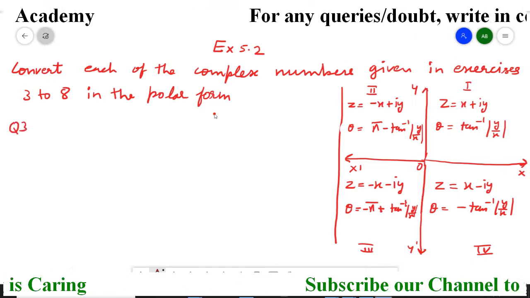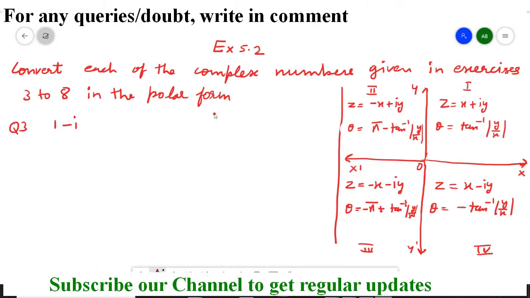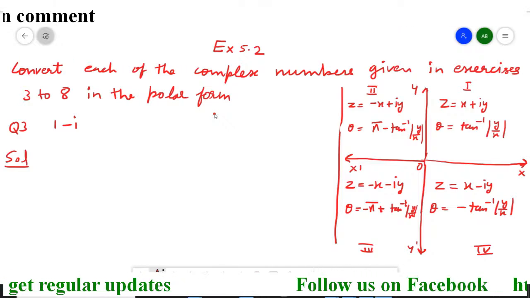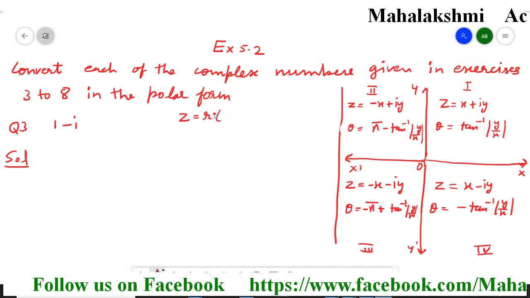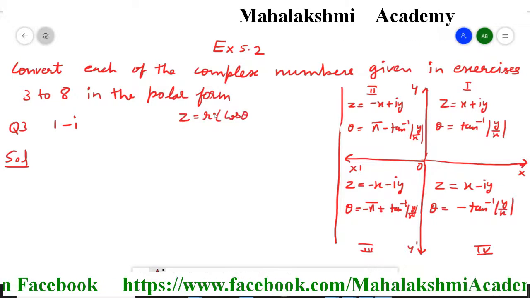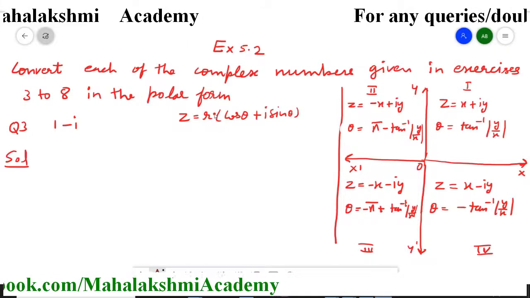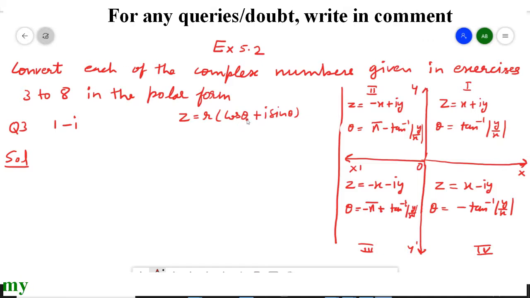So I'm writing question number 3 here. Question number 3 is 1 minus iota. First I'm writing what the polar form is. Polar form is z is equal to r bracket cos theta plus iota sin theta. So here, students, this r is called the modulus and theta is the argument.